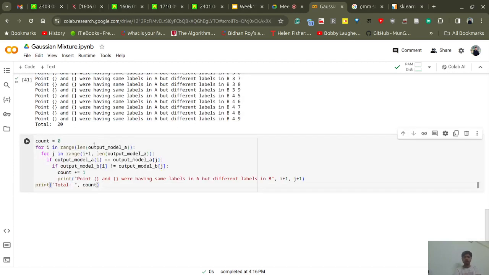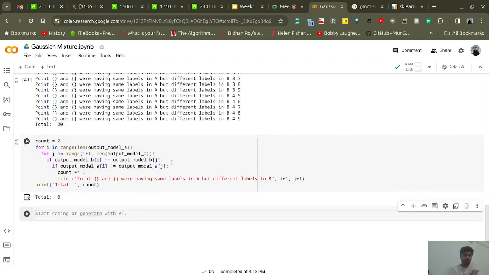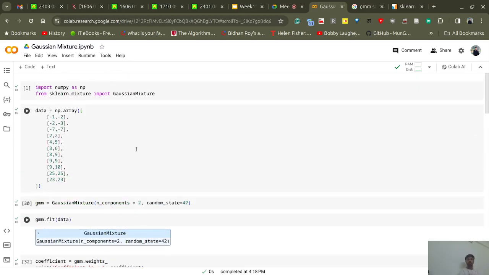So output length is fine because the lengths of model A and model B are exactly same. So we don't need to modify that. Only we need to modify here, right? So basically we are checking if the outputs are same in model A, then only we are checking if they are also same in model B. If not, then we are facing some issue. So it should be equal to 0. Yes, the total is 0. So this is how you use GMMs. So if you have any doubts regarding this, you can ask me.